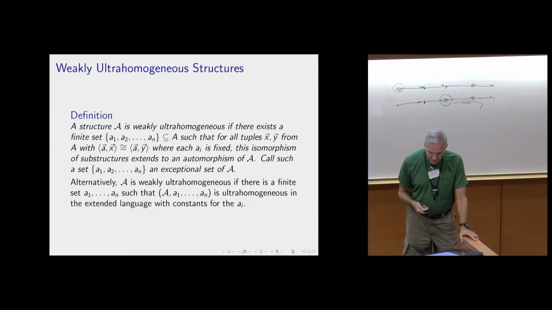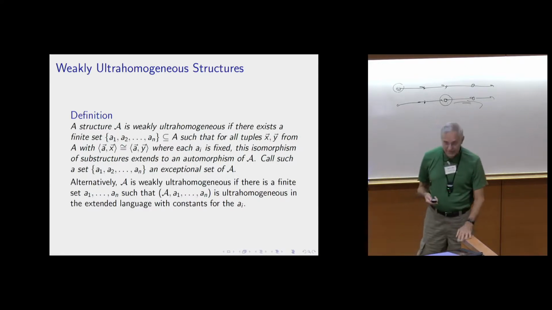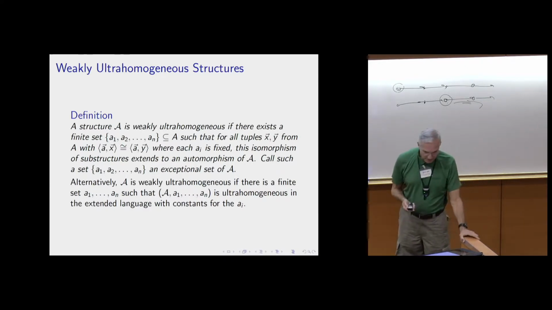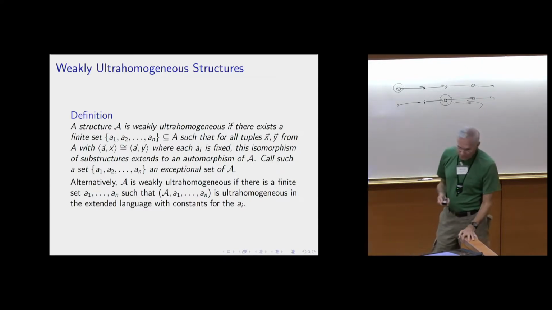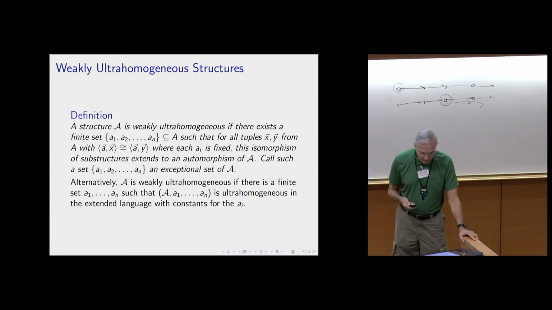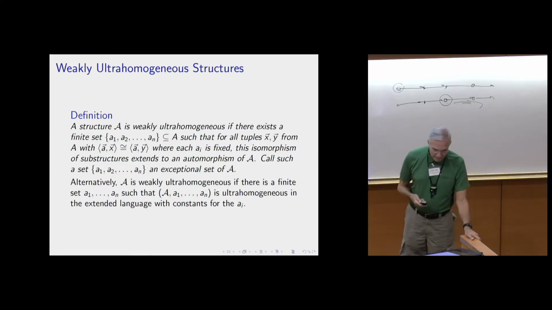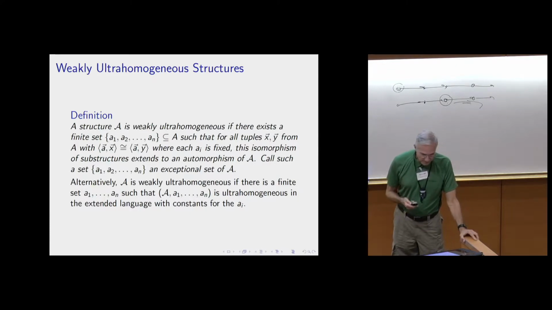So we define the notion of weakly homogeneous to say that you have a finite exceptional set of parameters such that when you fix those parameters along with some elements x and y, then this finite isomorphism can always be extended to an automorphism of the structure.